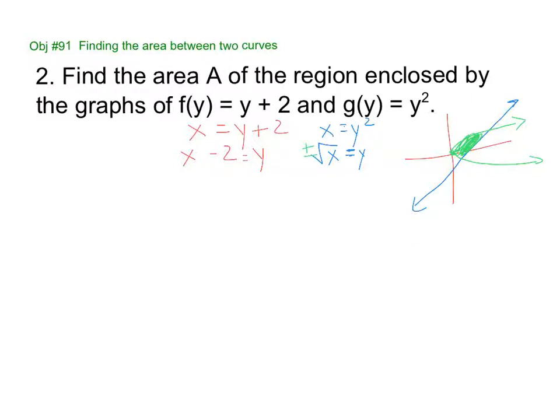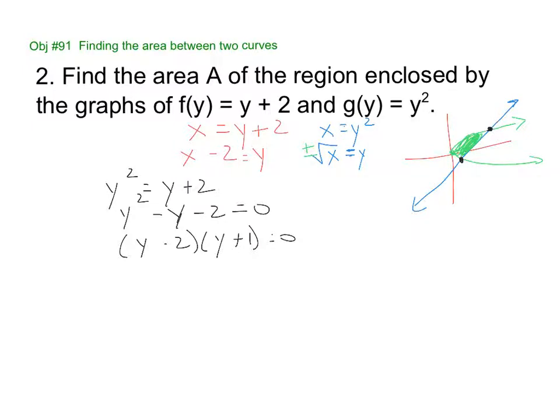All right, so now we need to figure out what our bounds are. What is this point, this y value down here? What's this y value up there? We set them equal. So it's the same process as before. y squared minus y minus 2 equals 0. So y minus 2, y plus 1. So our bounds are negative 1 and 2. So it's the integral from negative 1 to 2.